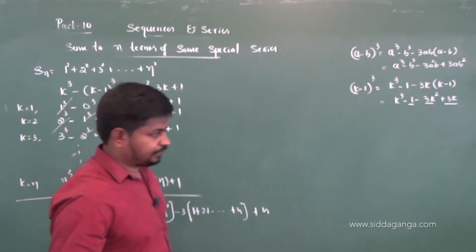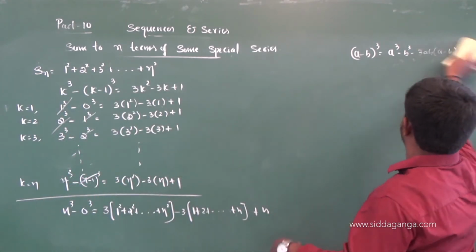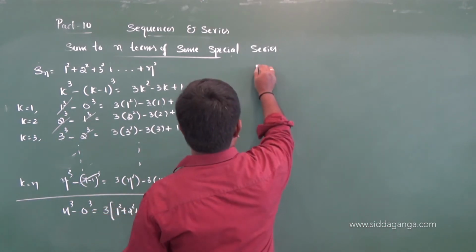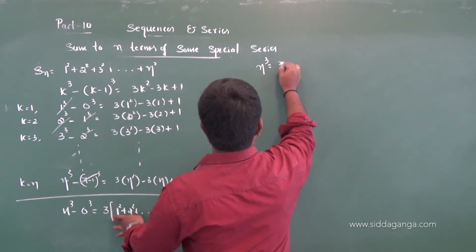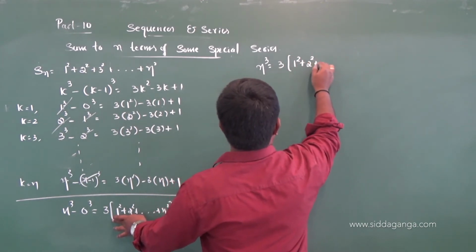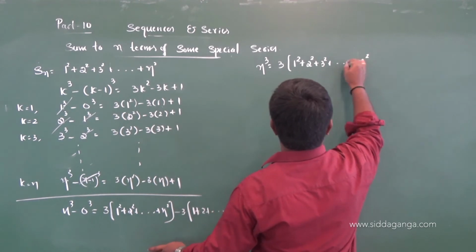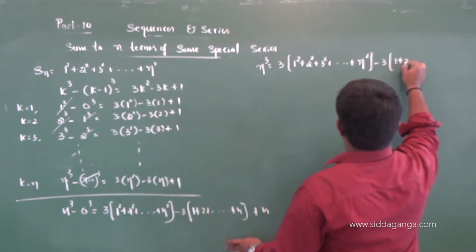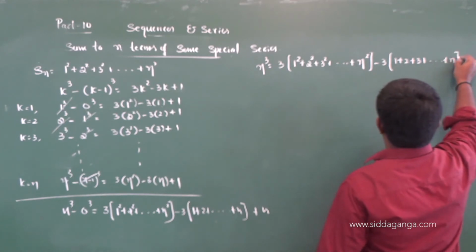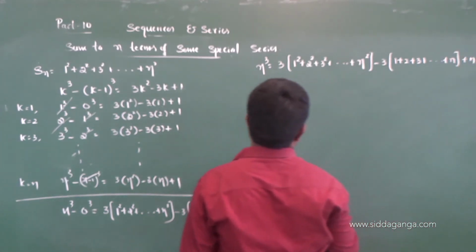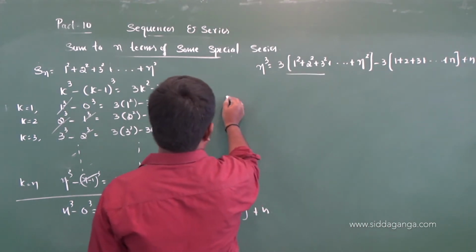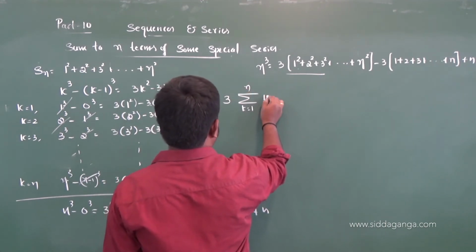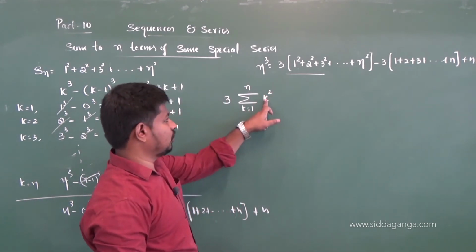Okay, so now you get n cube is equal to 3 into 1 square plus 2 square plus 3 square and so on till n square, minus 3 into 1 plus 2 plus and so on till n, plus n. So let me take this left side, you get 3 into, I am going to write this as summation k is equal to 1 to n, k square, can I? K is equal to 1, 1 square plus 2 square and so on.